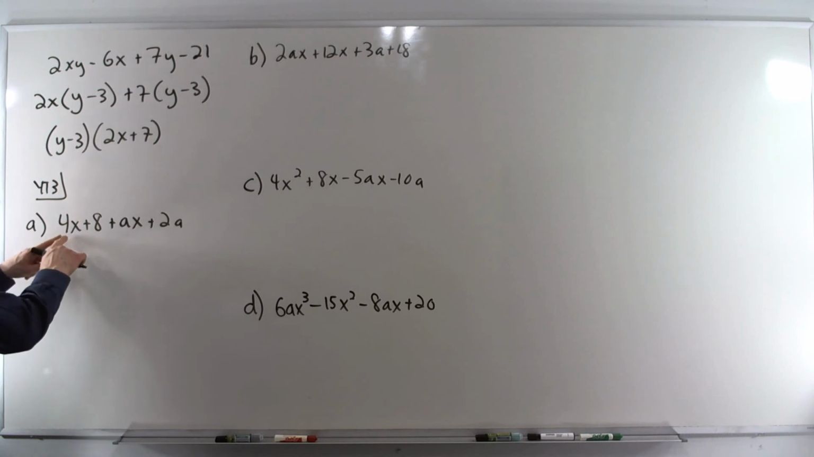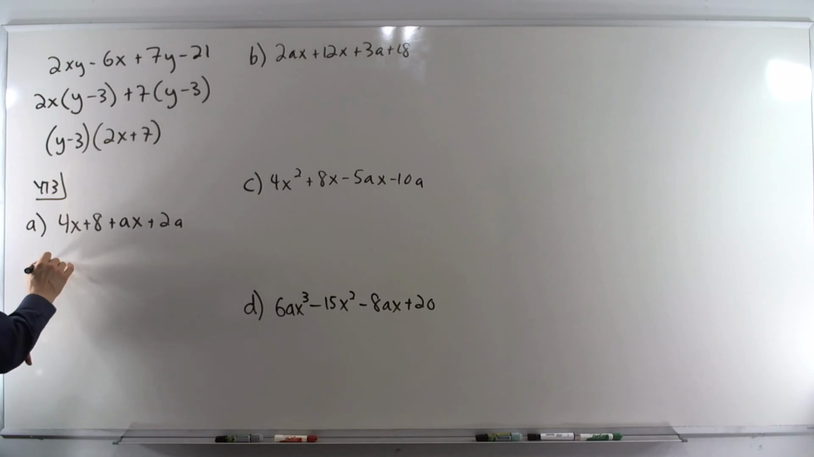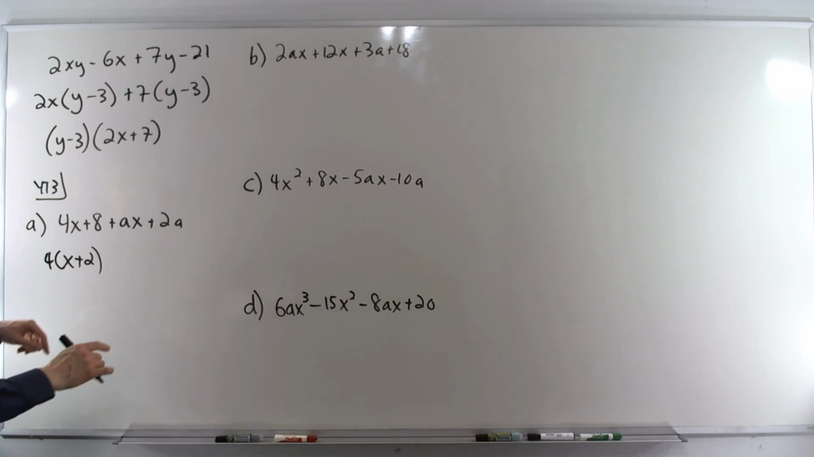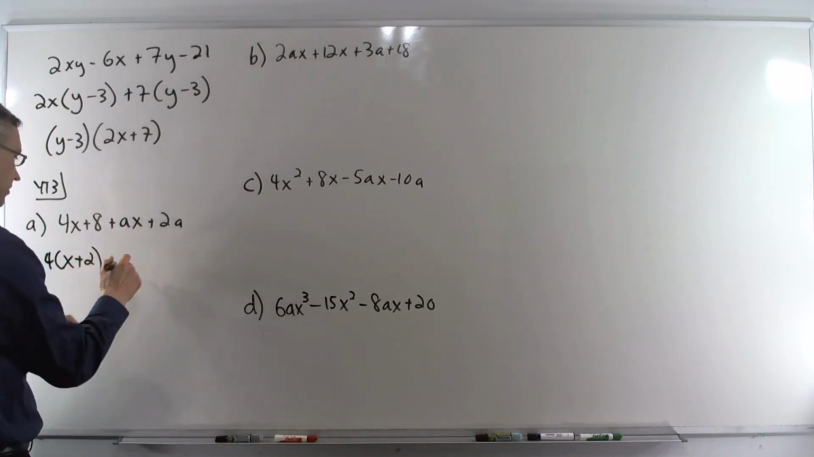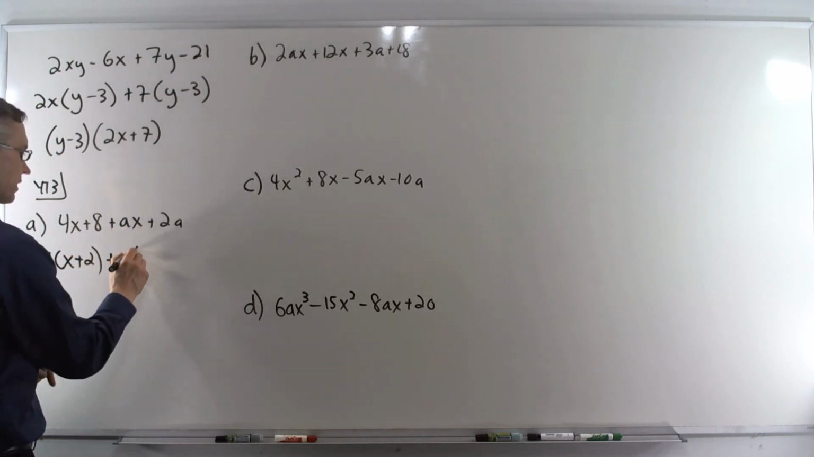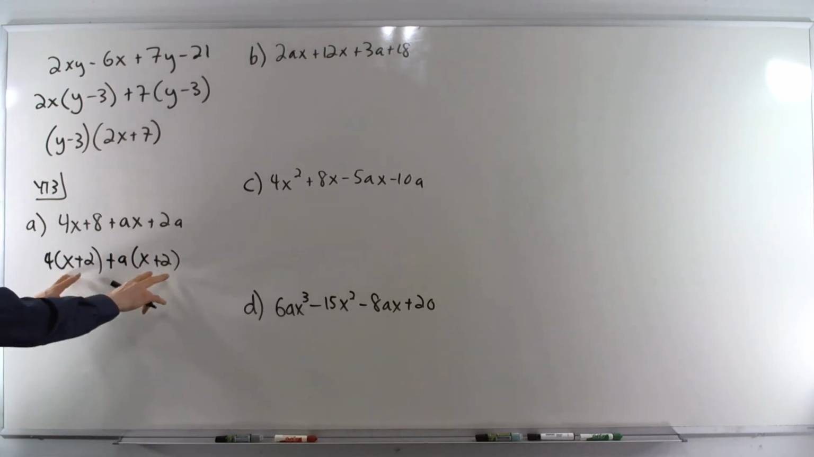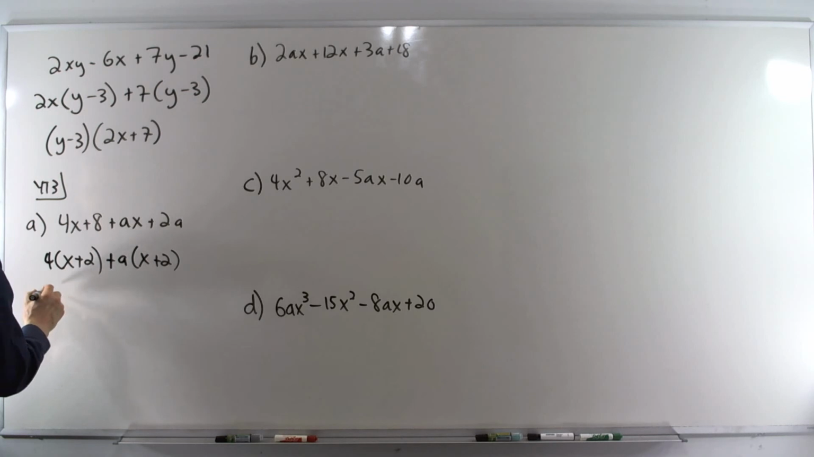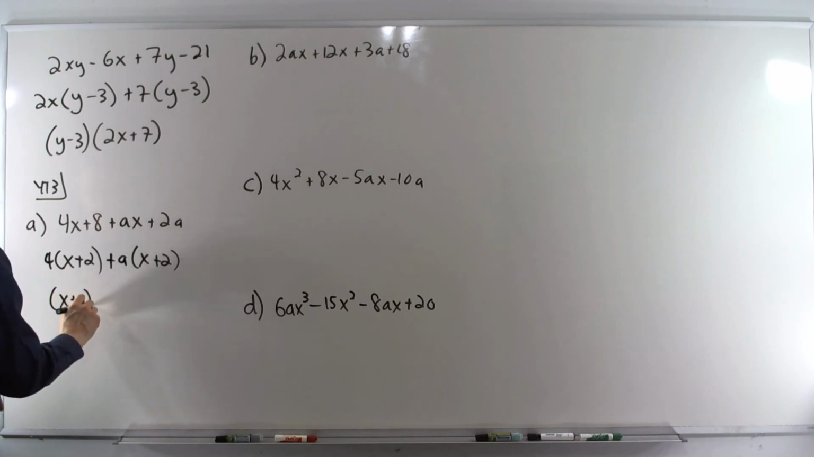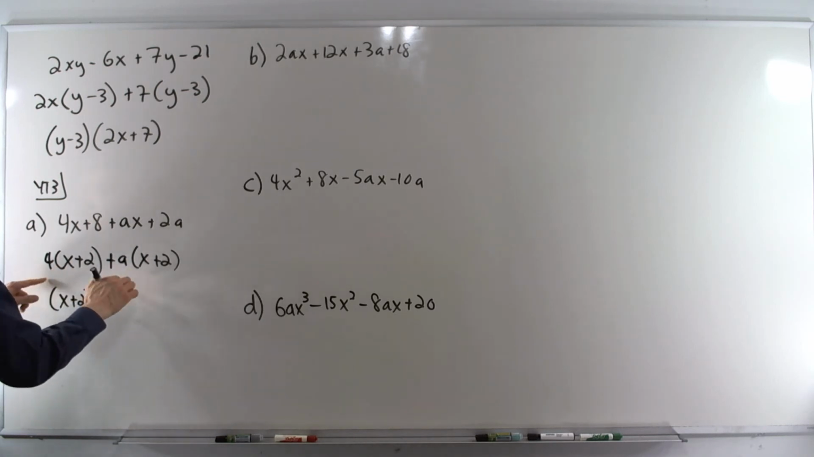First one, here we've got no variables over here, so we can only factor out a number. Greatest common factor of 4 and 8 is 4, so we get 4 times x plus 2. Now over here we've got matching a's, so we can factor those out. So plus a times x plus 2. So we've got our matching binomials. We'll pull those out front, get x plus 2, and then 4 plus a.